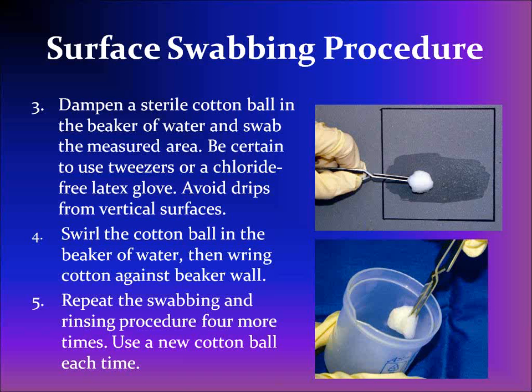After swabbing the entire measured area, place the cotton ball back into the beaker and swirl it in water. Be careful not to touch the water or the cotton ball with your unprotected fingers, as they can contaminate the sample. Wring out most of the water from the cotton ball, then swab the same measured area a second time. Repeat this process a minimum of 4 times using a fresh cotton ball each time.